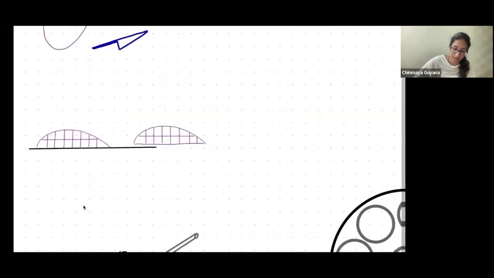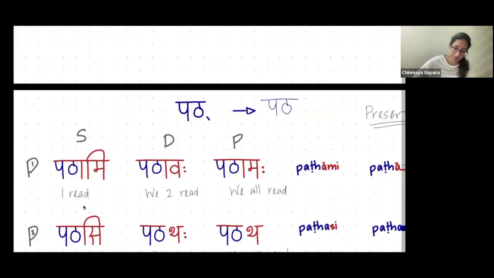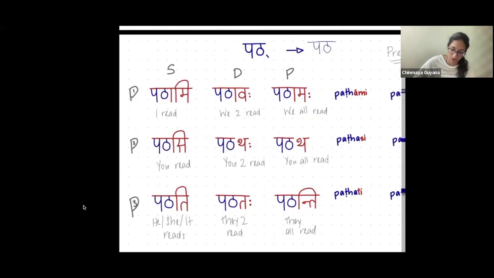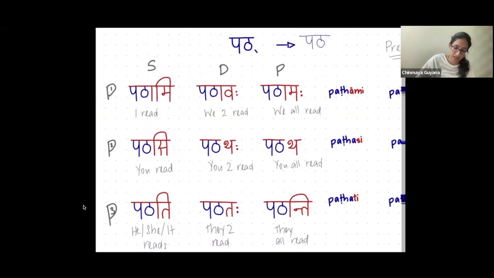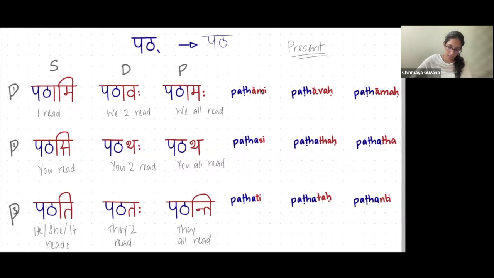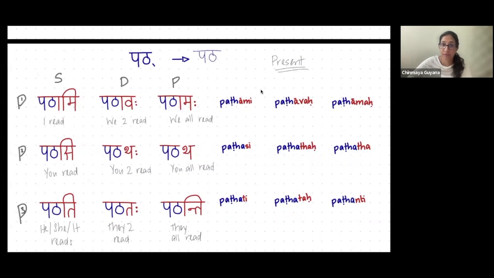And we have different endings. There are 9 different endings for our verbs. This is present tense verbs. So we take the example, path, which means to read or to study. And to path, we add our Ami, Avaha, Amaha song. So let us say it together. Let's have Glenn. Glenn G, you can say it with me. You ready? Everybody together, repeat after me.